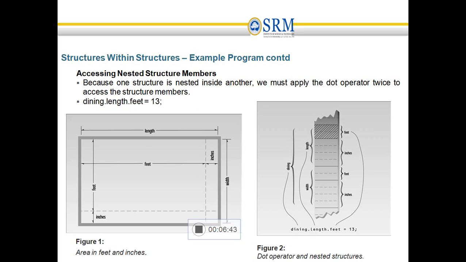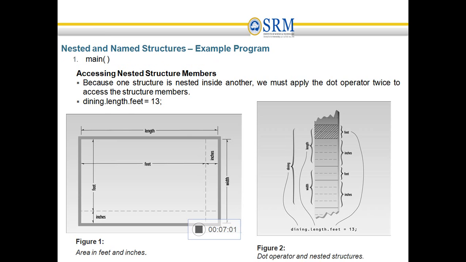Accessing these members, we understood dining.length.feet: you use the dot operator twice to access the structure members. So for this requirement, we understood how it is represented and how the coding is done for a nested structure.